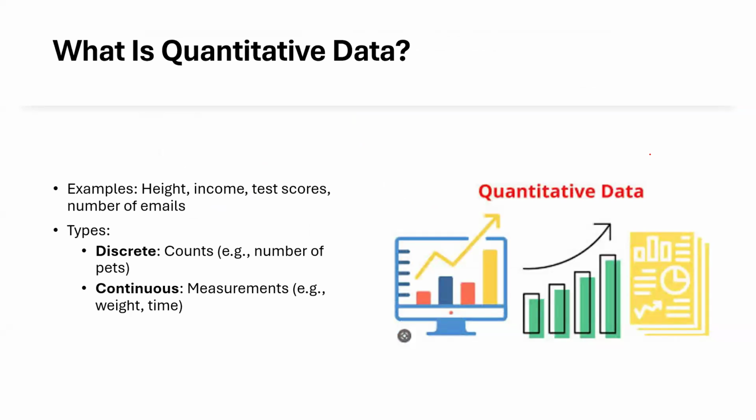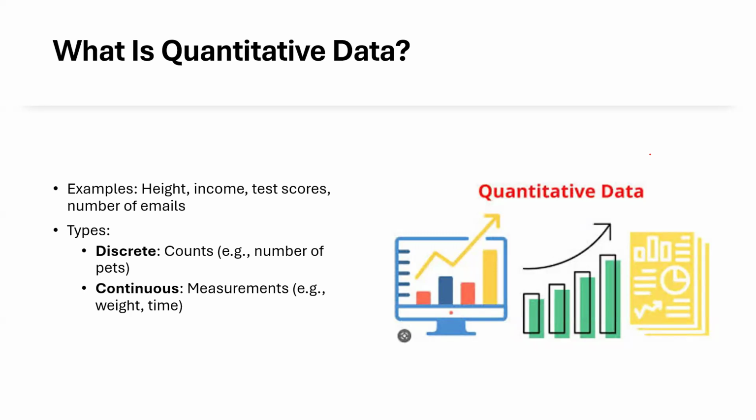Quantitative data measures amounts or counts. It allows us to answer questions like how much, how long, or how many. These variables can be either discrete or continuous. Discrete variables are countable and take whole number values, like the number of siblings you have. Continuous variables can take on any value within a range and are measured, not counted, like weight, height, or time.